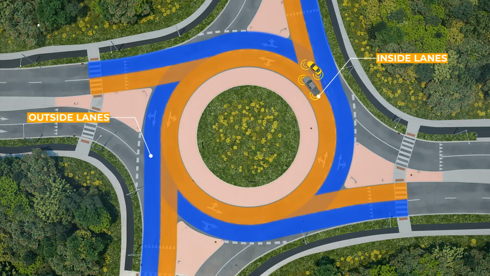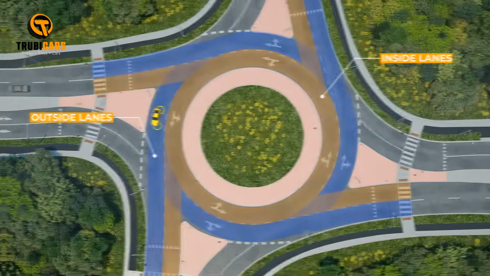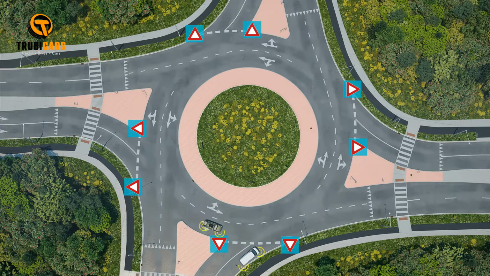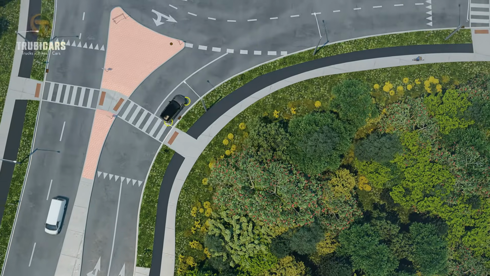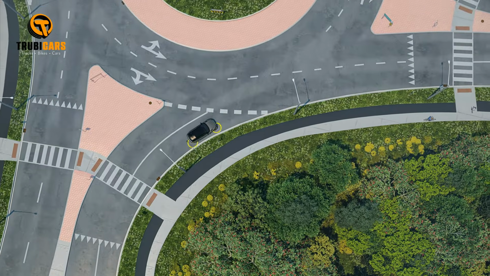In a multi-lane roundabout or traffic circle, traffic in outside lanes must yield to traffic in the inside lanes. Traffic entering the roundabout must yield to traffic in the roundabout, both inside and outside lanes. When you intend to exit at the first available exit, approach the roundabout using the right lane.